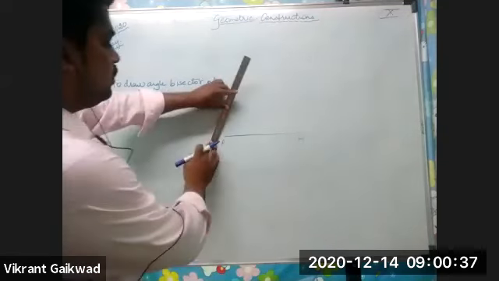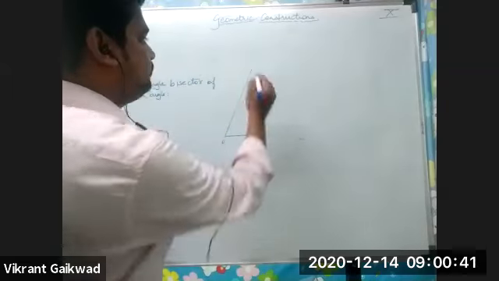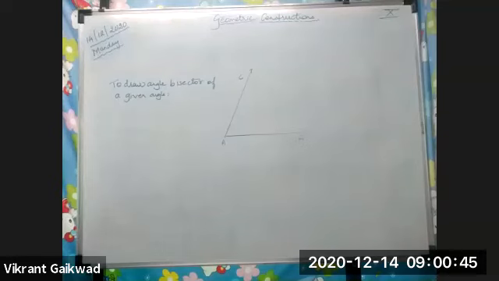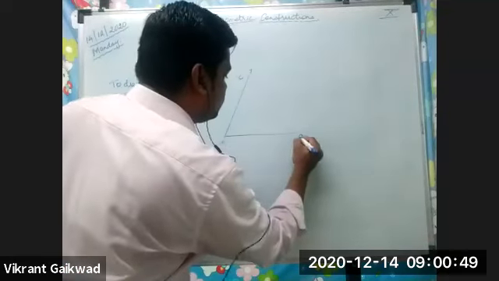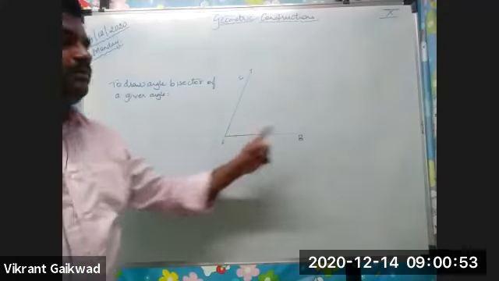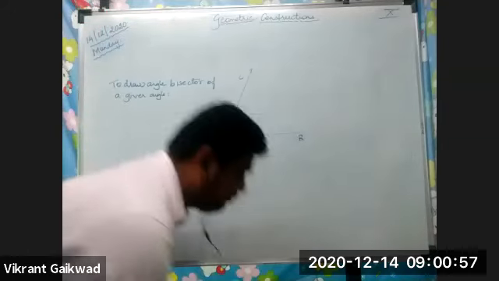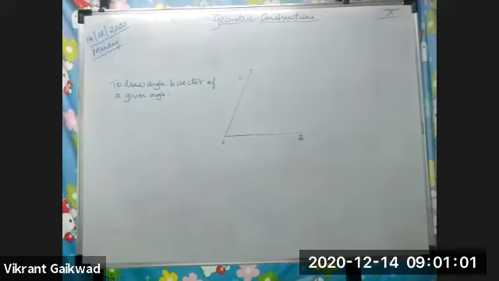Now, from point A, you draw the other arm. See, you'll get angle CAB. Now you have to draw the angle bisector of this angle.